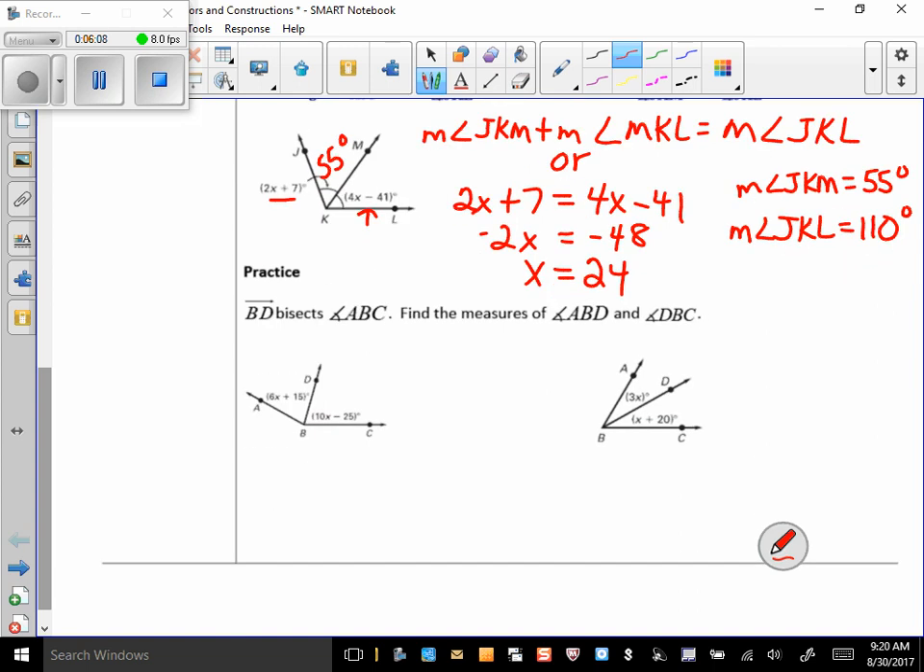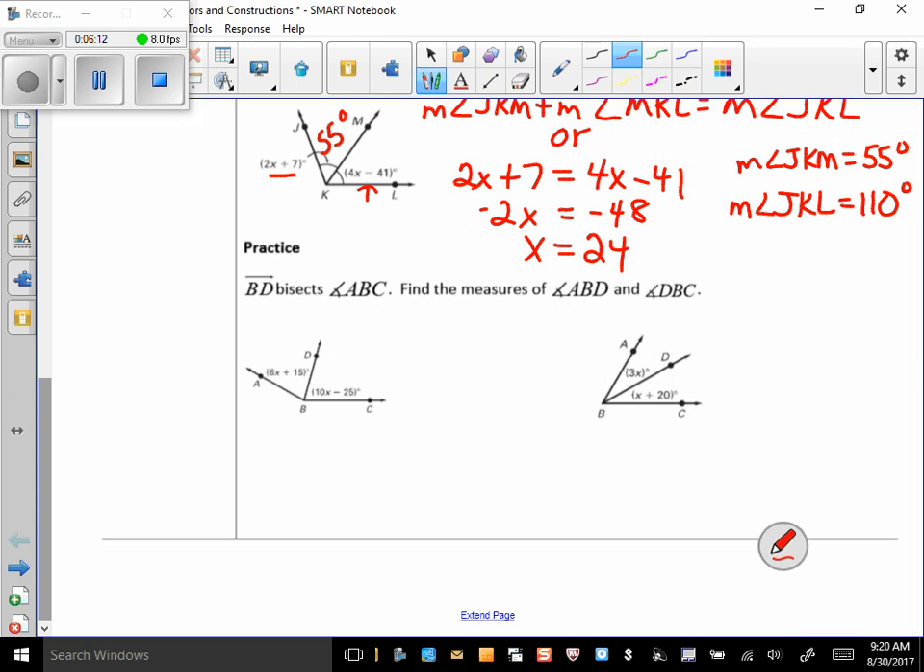Okay, so here's a couple of practice problems for you. I want you to pause right here and do these, and then we'll come back and talk a little bit about constructions.